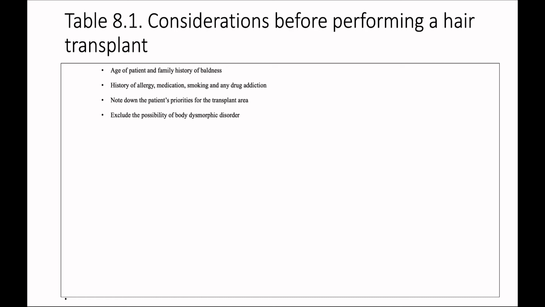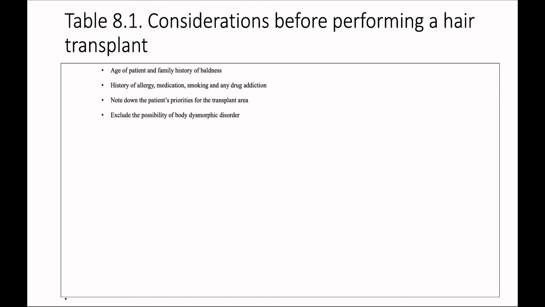You must know the age of the patient and the family history of baldness, history of allergy, medication, smoking, and any drug addiction. Take detailed history of patients taking medicines. Check the drug interaction with your local anesthetic agents. Note down the patient's priorities for the transplant area.